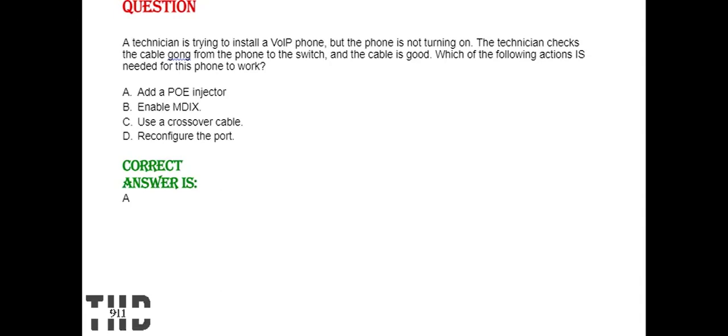A technician is trying to install a VoIP phone, but the phone is not turning on. The technician checks the cable going from the phone to the switch and the cable is good. Which of the following actions is needed for this phone to work? Option A, add a PoE injector. Option B, enable MDIX. Option C, use a crossover cable. Option D, reconfigure the port. The correct answer is option A.